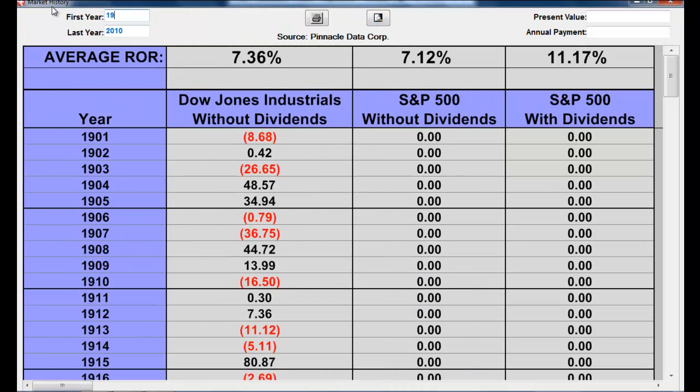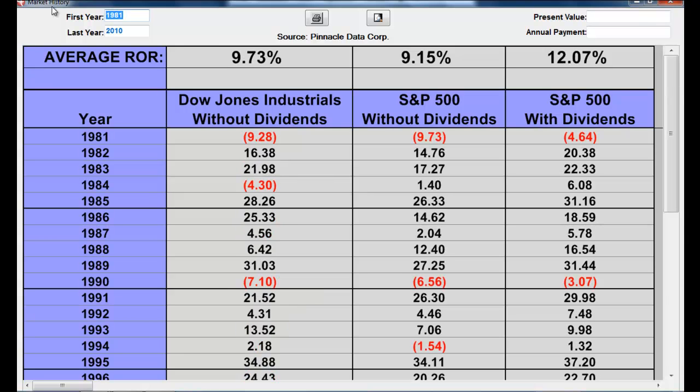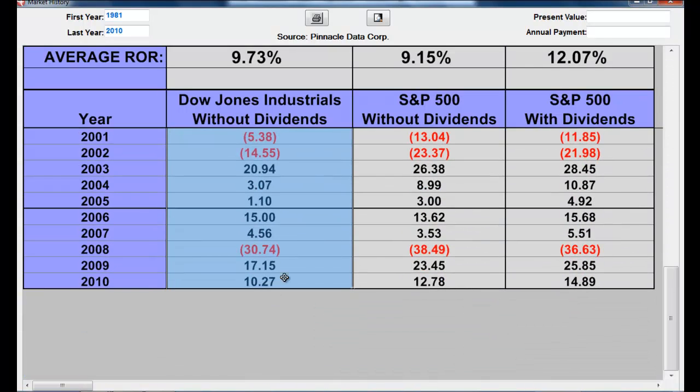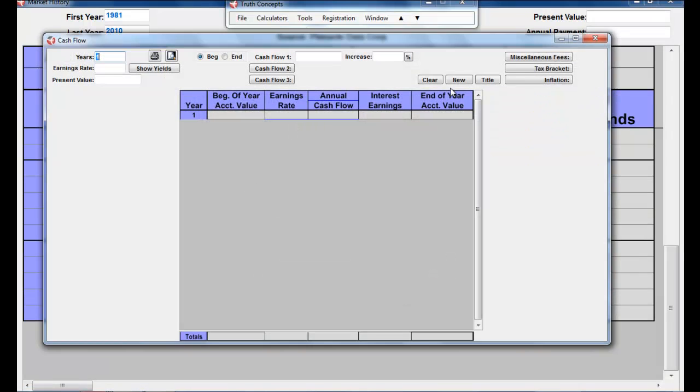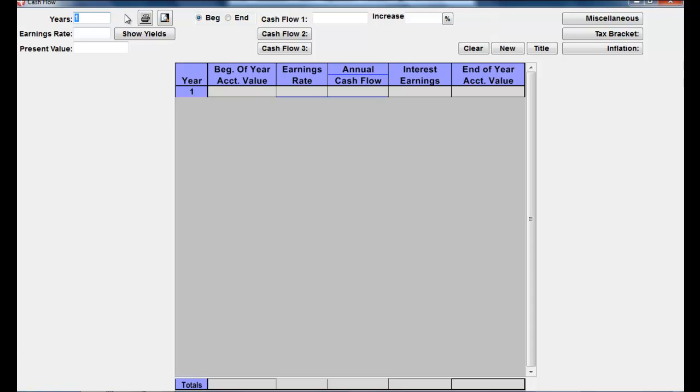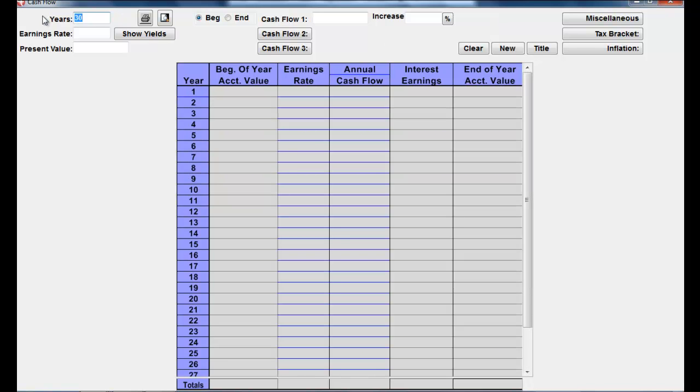Okay, so let's take a look at our market over the last, let's just say 30 years. So we'll go 1981 all the way up through 2010. And what we're going to do is take a look at the Dow Jones Industrial Average. So I'm going to go ahead and copy this and put it into a calculator that will show the actual yield behind this 30-year period of time.